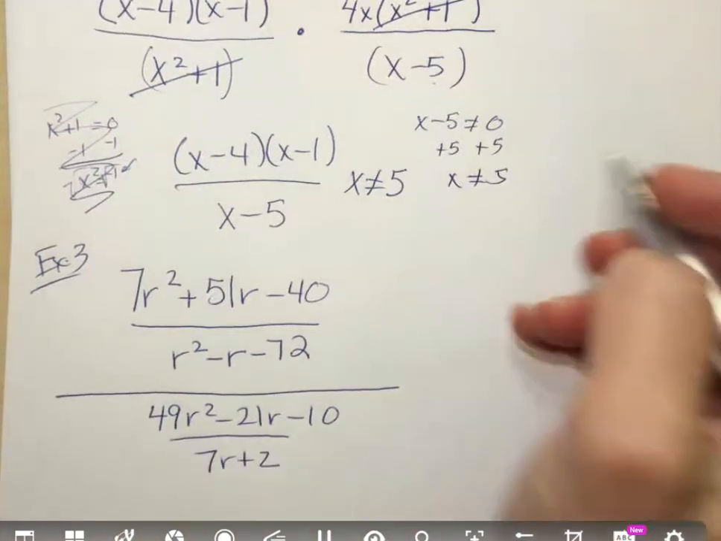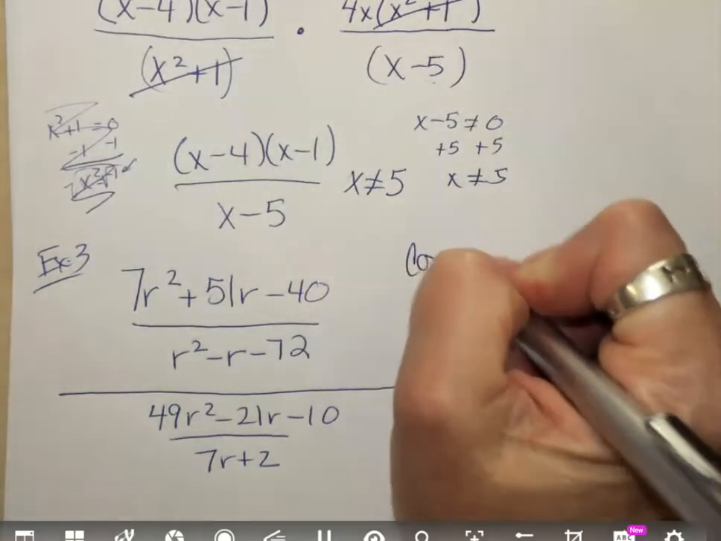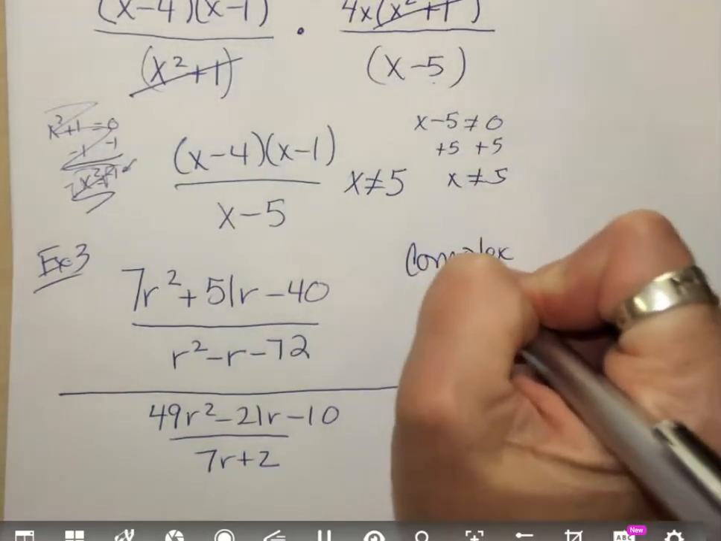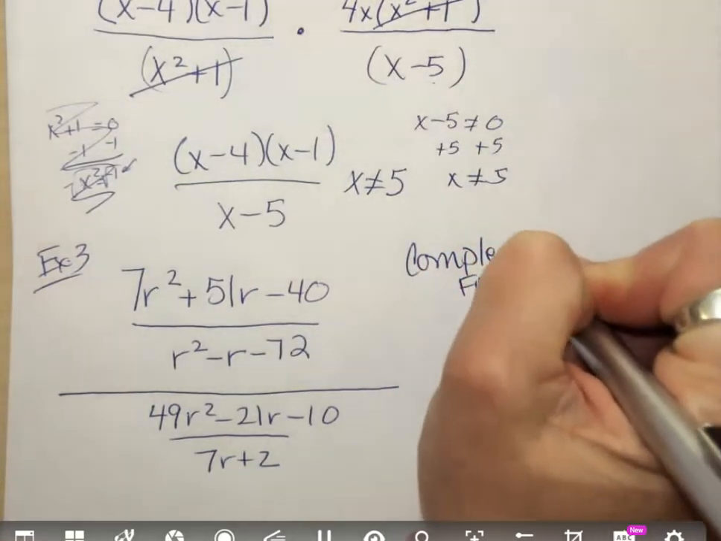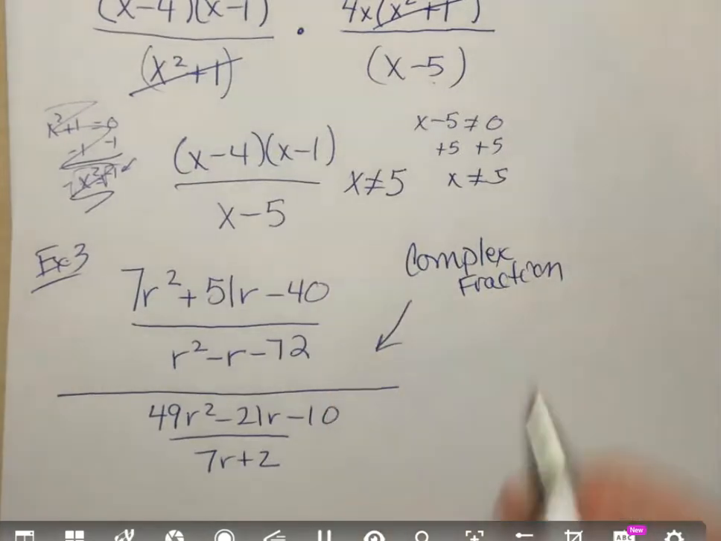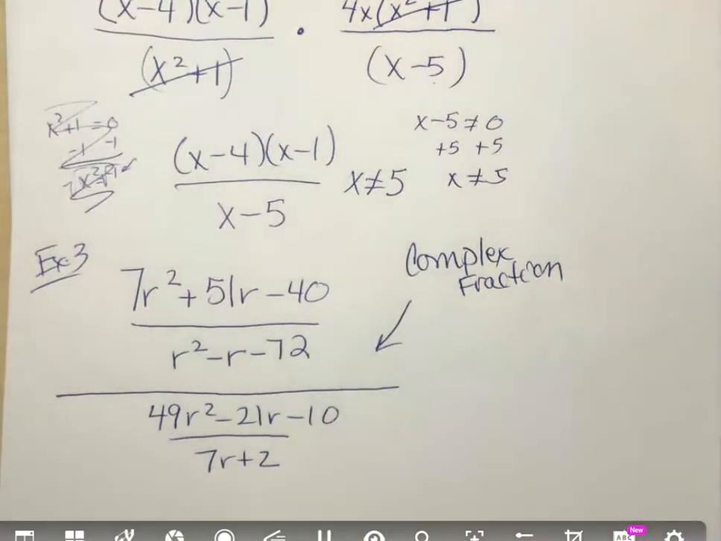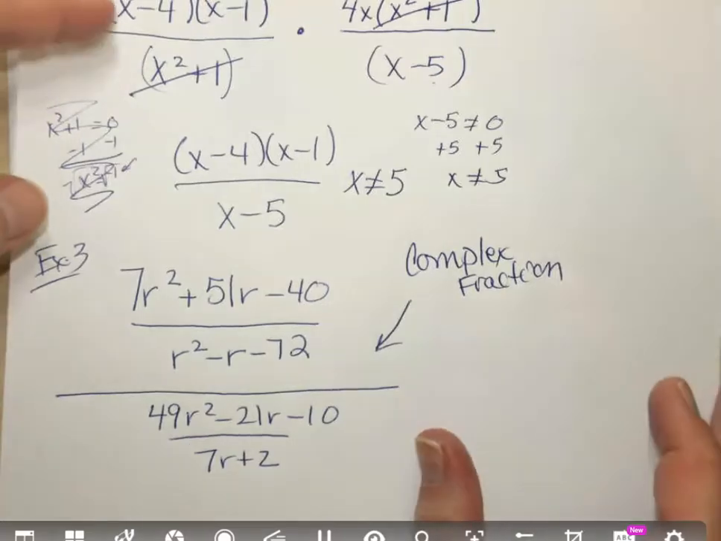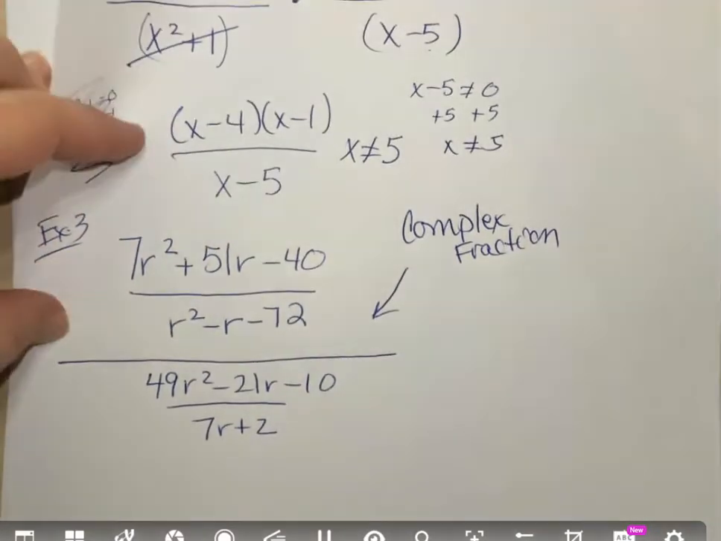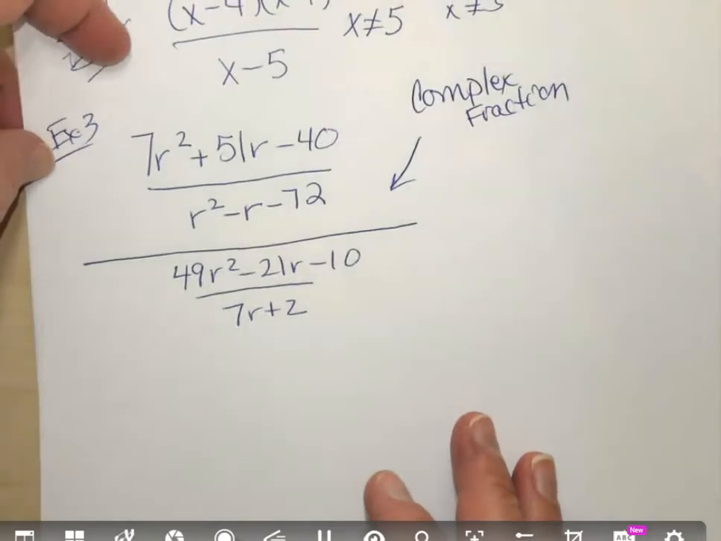This is called a complex fraction, meaning I have a fraction divided by a fraction. So let's write it horizontally so we recognize what it looks like. This is kind of a beastly looking thing, but let's start there.